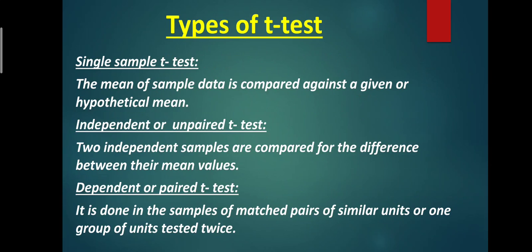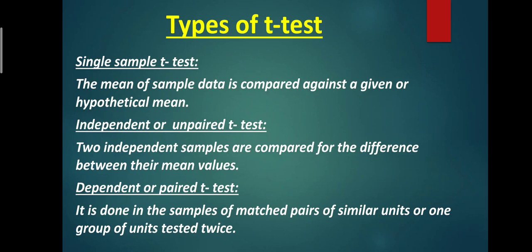The first one is single sample t-test. Now let us see what a single sample t-test is. The mean of a sample data is compared against a given or hypothetical mean. So that will be single sample t-test. That is, we have a sample and we shall be calculating the mean value of that sample, and it will be compared with the population mean.